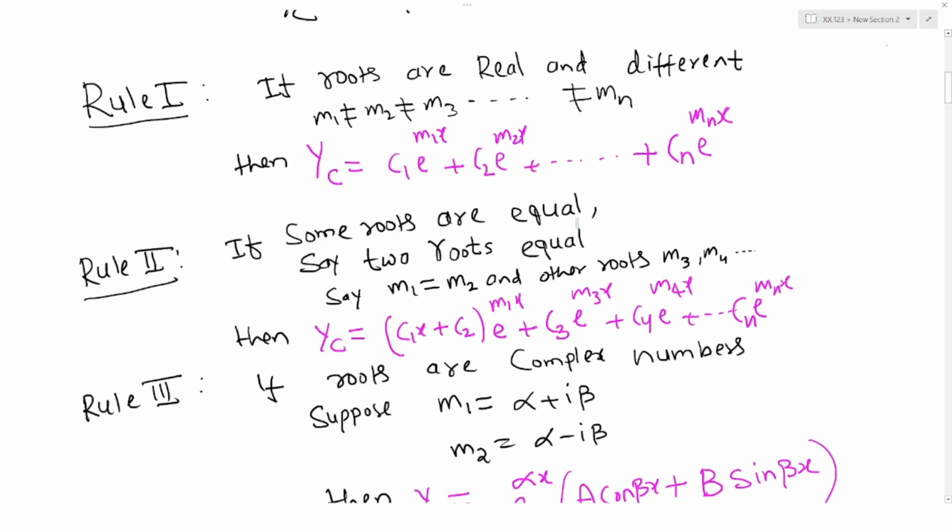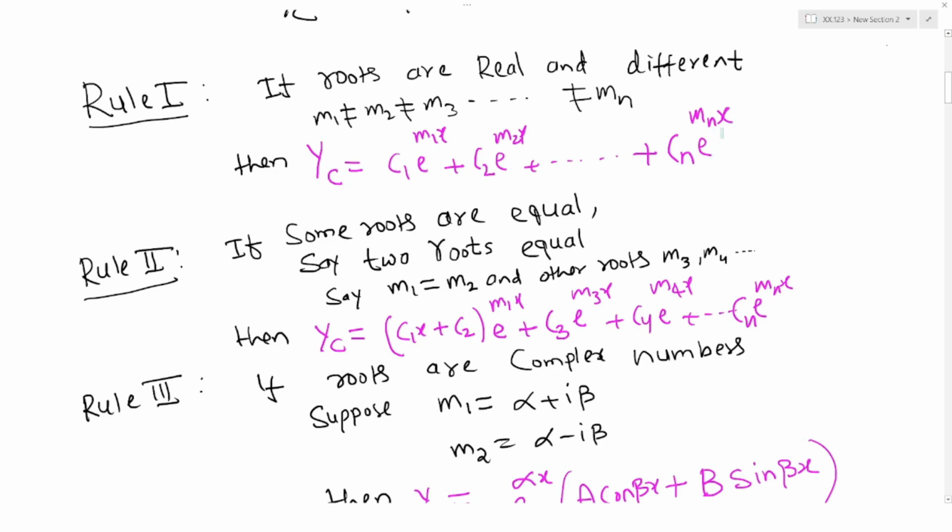Rule number 1, if the roots of the auxiliary equation are real and different, let us call them first root m1, second root m2, third root m3 and so on. We got n roots. Then what is the value of yc? So yc is given as c1 e raised to m1x plus c2 e raised to m2x and so on up to cn e raised to mnx. This is a very common and useful rule.